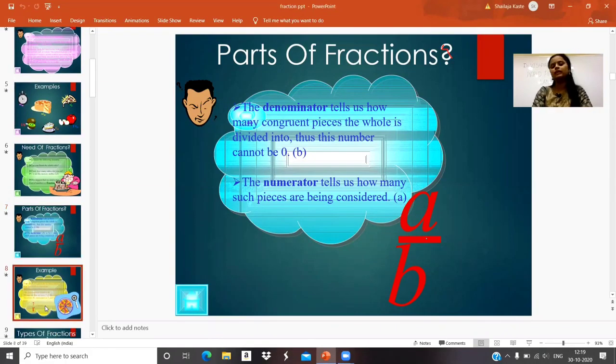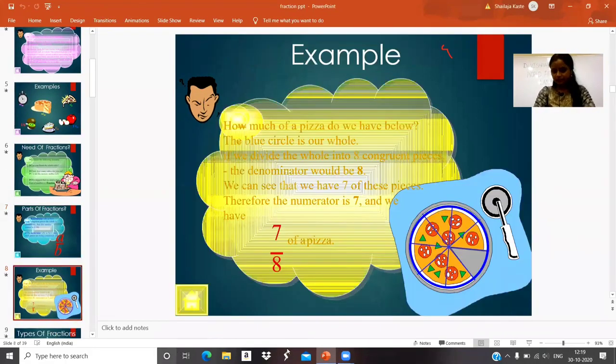For example, here is again one pizza example I have given for you. A total of 8 parts have been made. Out of 8, 7 parts are present, so the fraction would be 7 by 8. Suppose this piece has been eaten by me. The total parts present are 7 out of 8, because a total of 8 parts have been made. So the denominator would be 8, and the pieces present, the numerator, would be 7. This is the example of the fraction.